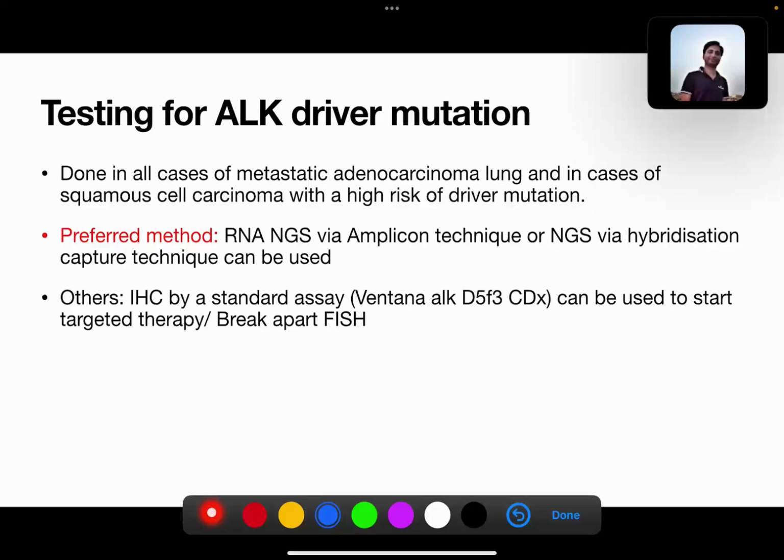So testing for ALK driver mutation, like I said earlier, we test with NGS on both DNA and RNA, and so basically we use an RNA NGS via amplicon technique, right? So as part of broader testing, we do NGS with DNA plus RNA to test for fusion mutations as well as other mutations. So RNA is used to test for ALK mutations because these are fusion mutations, right?